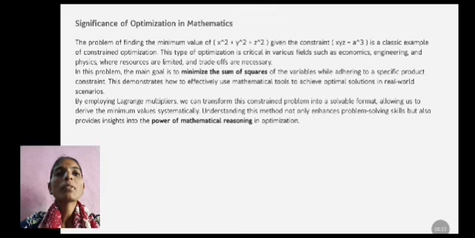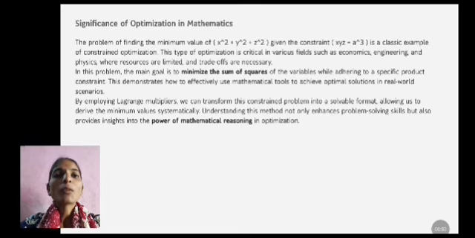The problem of finding the minimum value of x square plus y square plus z square, given the constraint xyz equals a cube, is a classic example of constrained optimization. This type of optimization is critical in various fields such as economics, engineering and physics, where resources are limited and trade-offs are necessary. In this problem, the main goal is to minimize the sum of squares of the variables while adhering to a specific product.